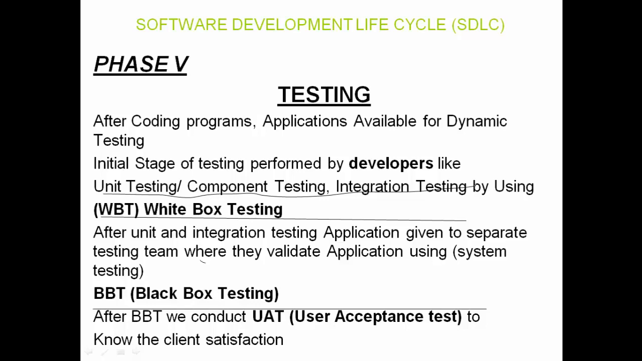Alpha testing is completely in a controlled environment. When the client comes to a location and tries to test the application, this process we call alpha testing. Beta testing means a partial release, or we release that to the client so that the client's team will work on it.